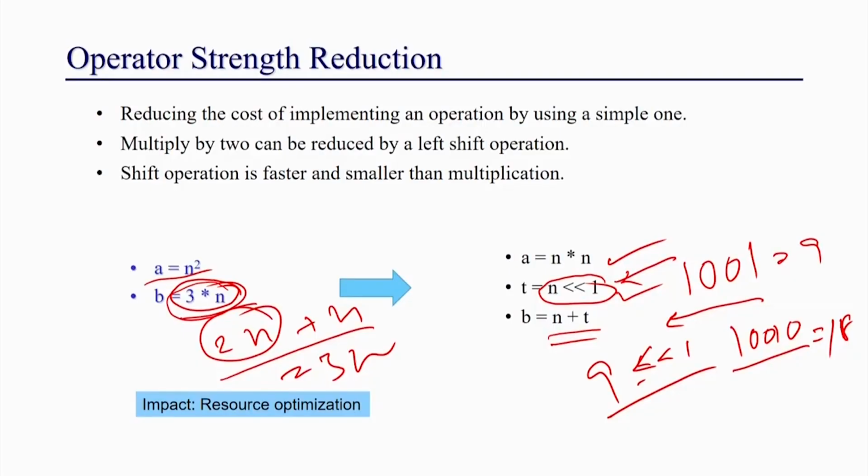So, this is something that is done. I just break this 3 into 2 plus 1, and then I do this by shifting, and then I just do an addition. So, a multiplier can be replaced by a shifting and addition operation, right.